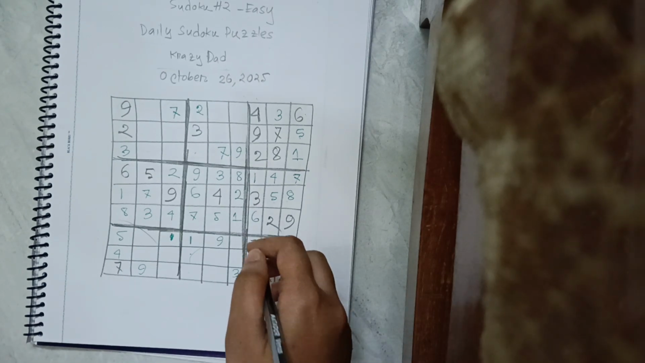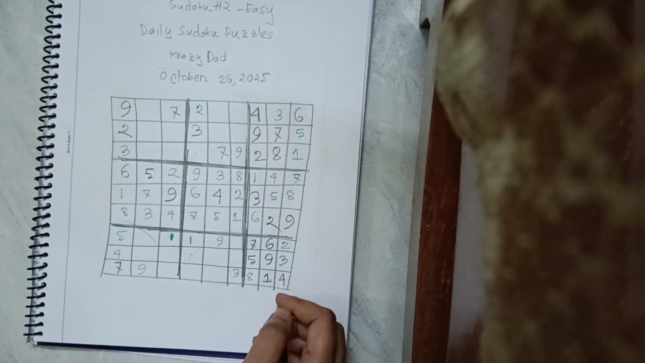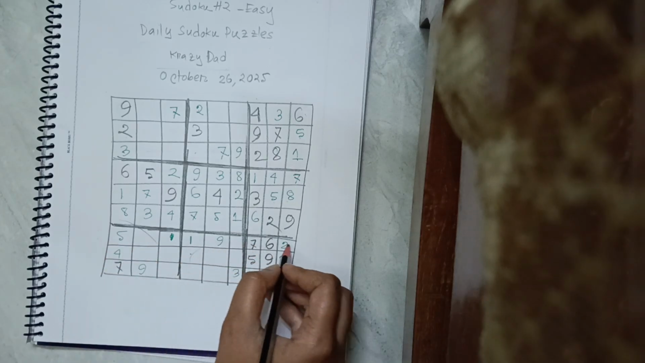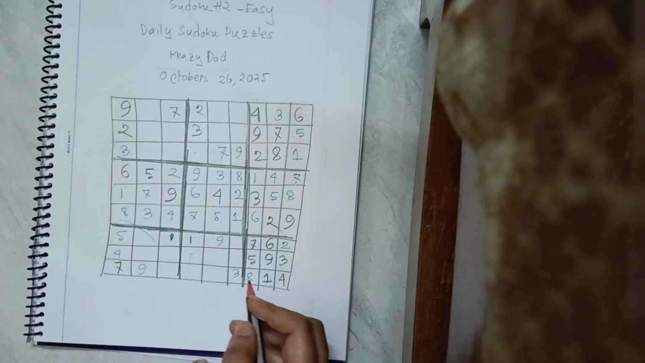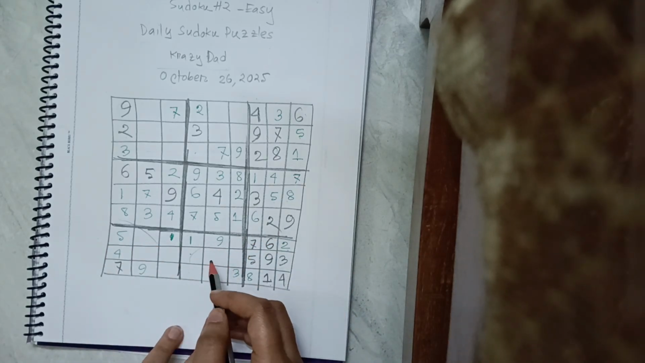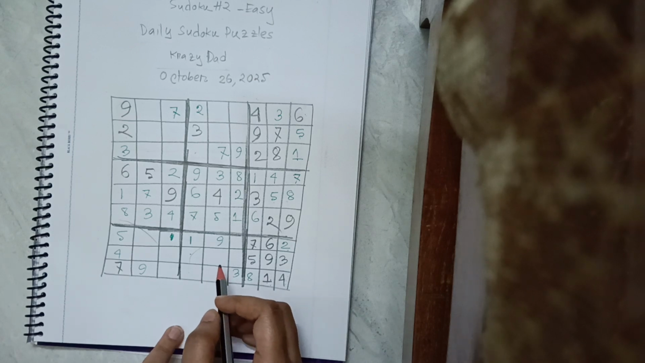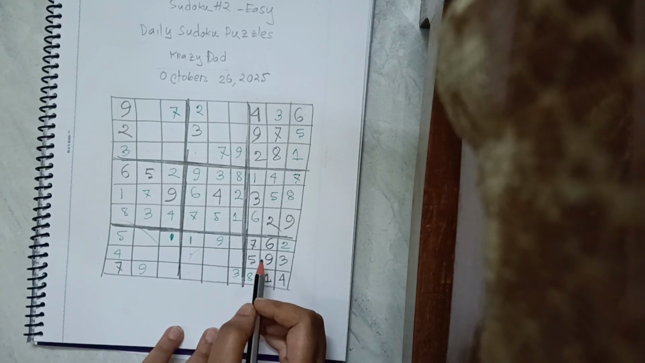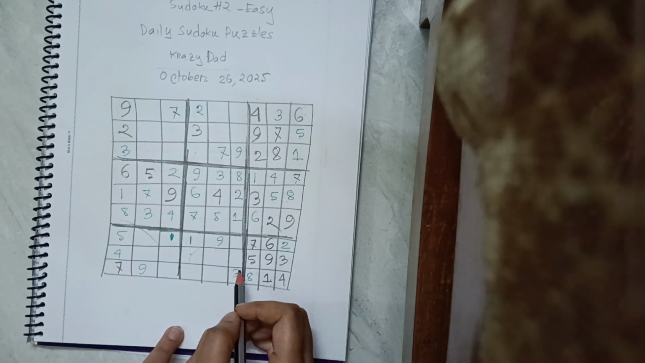Okay, so let's take this row. What are the missing numbers? The missing numbers are actually 3, 4 and 8.